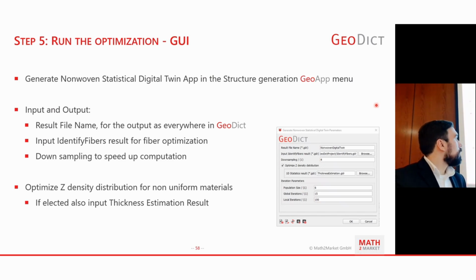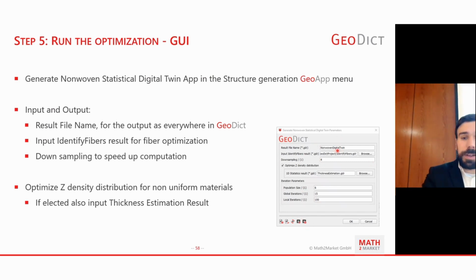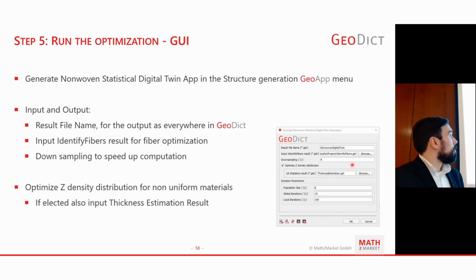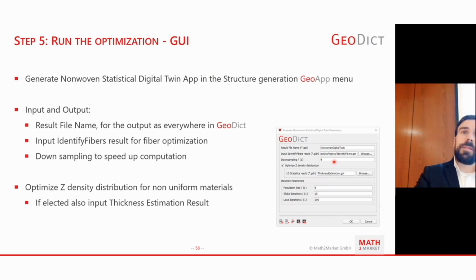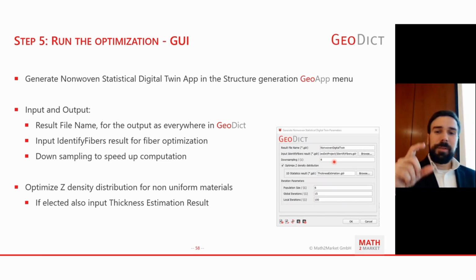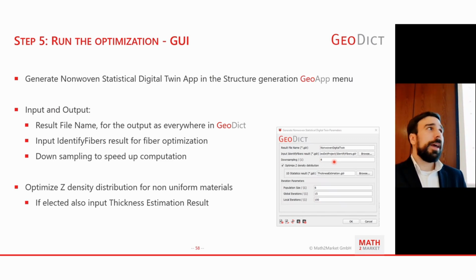And you end up with that user interface where you input the output result file name, the identify fibers GDR you want to use as a basis, and the downsampling factor. That is actually pretty useful because if you run it at full resolution, it takes way longer than if you just put like a downsampling factor of 4 or 8. You just have to make sure that your set height is divisible by the downsampling factor and your fibers are still resolved with at least 1 voxel.